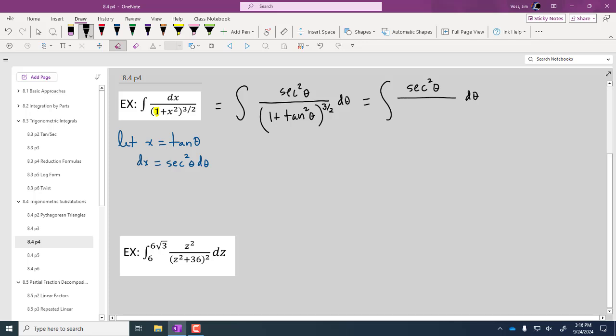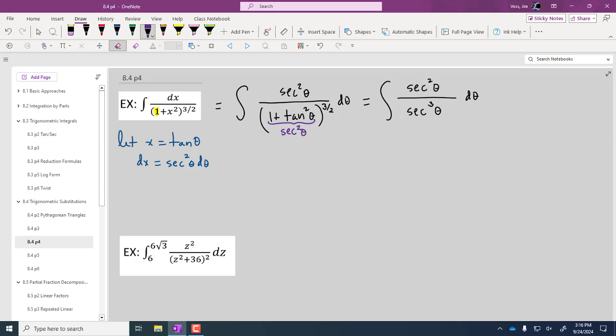So that's secant squared. Secant squared to the 3/2. Isn't that just going to be secant cubed? Because in here, all of that becomes secant squared. A power of 2 raised to a power of 3/2 gives us a power of 3. Right? Everyone agree with that?